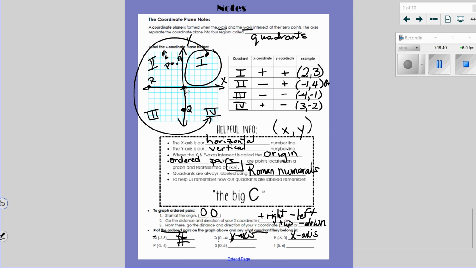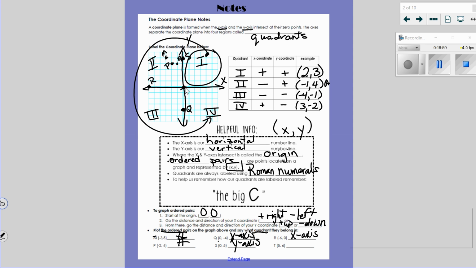Our next one, 0 means I'm not going anywhere. I stay right at origin. +5 means I'm going up. 1, 2, 3, 4, 5. I draw my dot. This is letter S. And that one is, again, on that y-axis, the one that's going up and down.